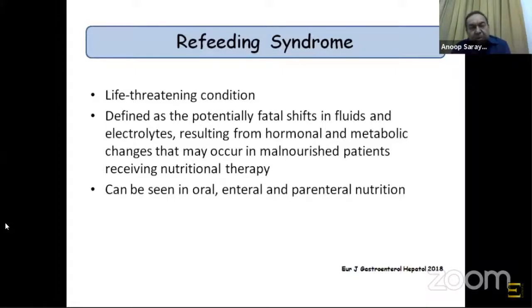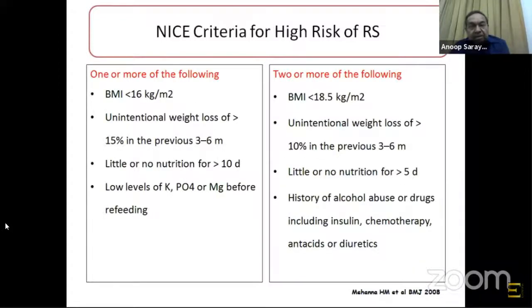Can be seen in oral, enteral, and parenteral nutrition. And there is a criteria, the NICE criteria, for assessing the risk of refeeding syndrome. If any one or more of the following: BMI less than 16, unintentional weight loss of more than 15% in previous 3 to 6 months, little or no nutrition for more than 10 days, and low levels of potassium, phosphorus, or magnesium before refeeding. If their levels are low, then they are at risk.